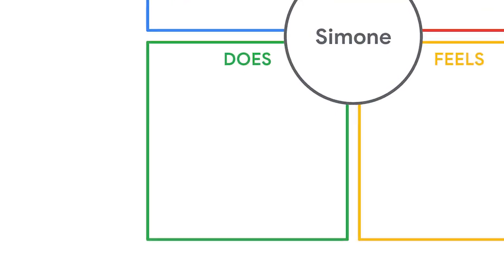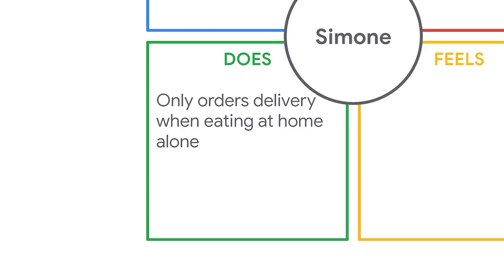Next, the bottom left square focuses on what the user does. These could be actions or behaviors the user shares in their responses, or even the user's physical actions during the interview. For example, Simone might share how they only order delivery when eating at home alone.